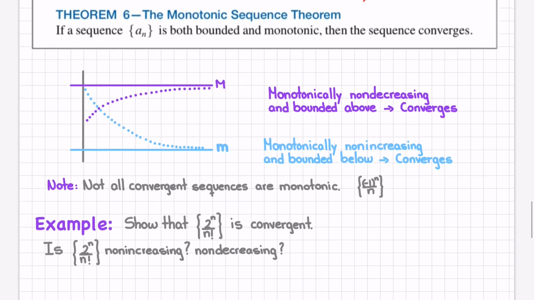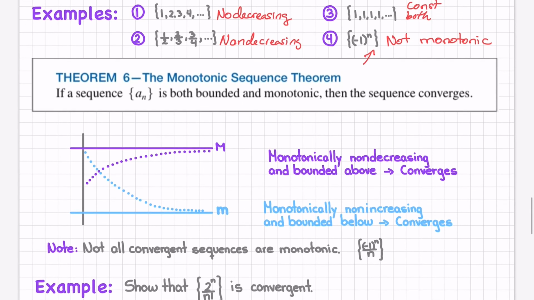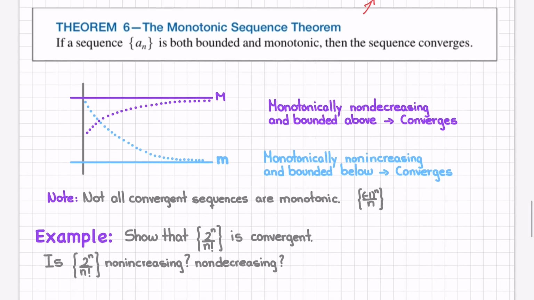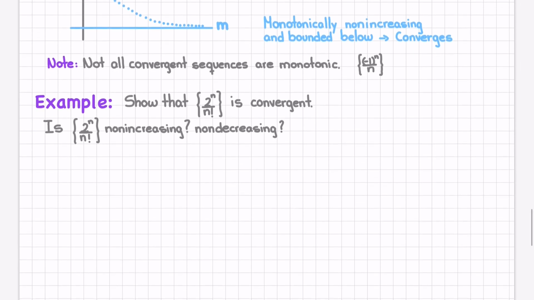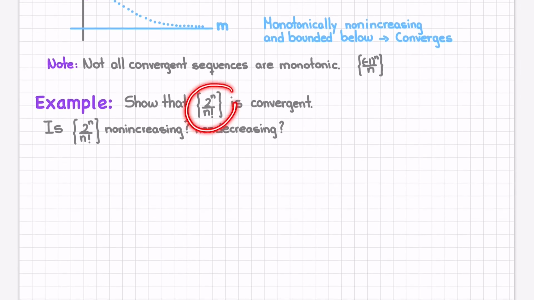How do you use the theorem? Well, you have to show what it says, that you have a sequence that is both bounded and monotonic. Then you can conclude it's convergent. You don't know where it is going to converge, okay? So how do you show that this is convergent?